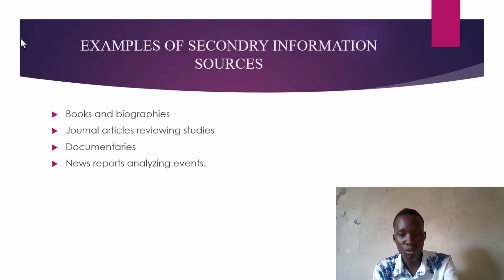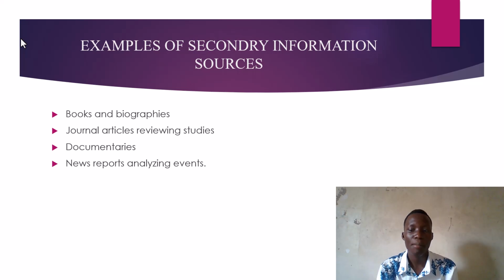Let's take an example of a book. Imagine a historian writing a book about World War II using diaries from the soldiers, letters, and official records. That book is a secondary source because it interprets primary sources. You get first-hand information, raw data, then you interpret, summarize, and analyze it into a book, journal, or article. That is called a secondary information source since it has been analyzed and interpreted.